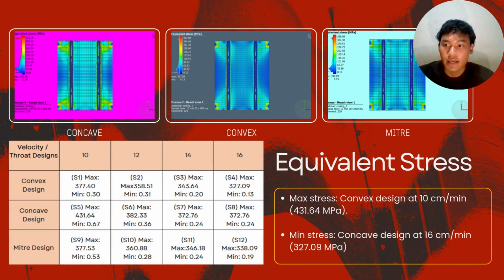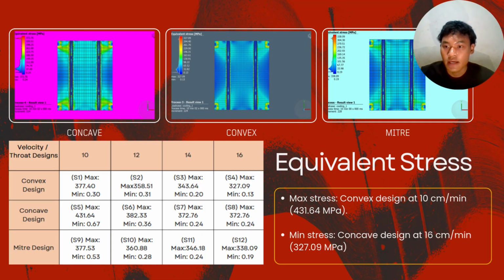Finally, we look at equivalent stress, which explains the internal pressure left inside the metal after it cooled down. Our data showed that the concave design, which is S5 at 10 cm per minute, recorded the highest stress at 431.64 MPa. This high pressure happened because the thinner concave shape cannot distribute the force effectively, creating tight spots that could lead to cracks.